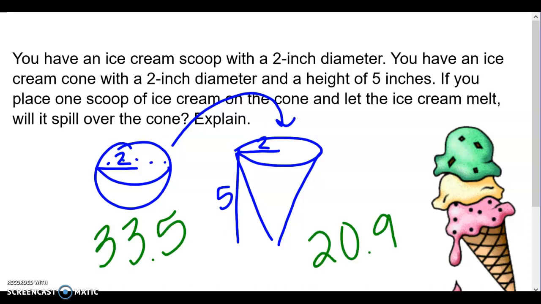Okay, now that we're back, I know that I've got 33.5 inches cubed of ice cream and 20.9 inches cubed of cone. Guess what's going to happen? It's not going to fit. It's going to spill all over my hands and get all disgusting. Okay, so you need to write down, is it going to fit? No, it's not going to fit because you have too much ice cream for the cone. Darn, got to eat that ice cream fast.